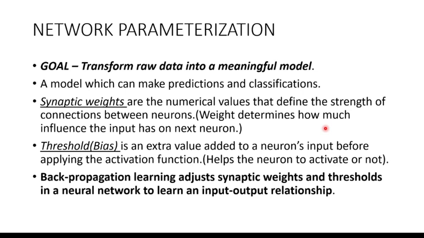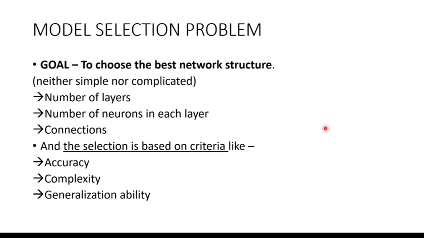The next one is model selection. The main goal of model selection is to choose the best network structure. That means the neural network has to be neither simple nor complicated. This can be done by understanding how many number of layers our neural network should have, how many neurons it should have, how many connections it should have, and so on.